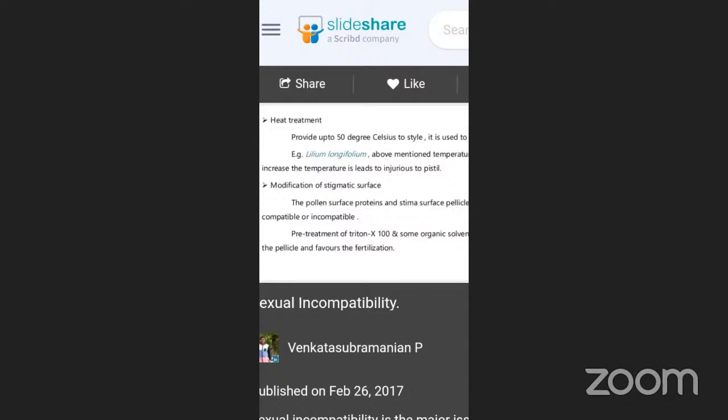The inability of the functional male and female gametes to effect fertilization in a particular combination is known as sexual incompatibility. In nature, the floral adaptations in angiosperms, dichogamy, heterogamy, and unisexuality, help to prevent selfing. In self-incompatibility, there are pollen-stigma interaction, pollen-style interaction, and pollen tube interaction. So this is self-incompatibility.